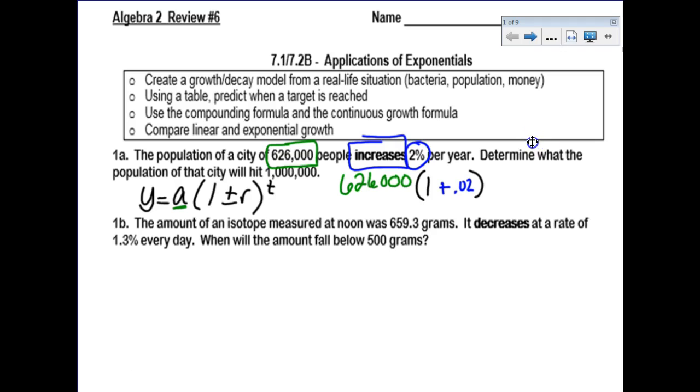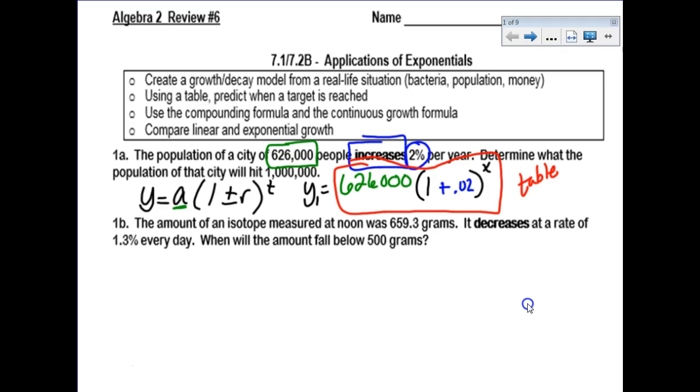Now, because we changed the problem from the original one, it now says, when will your population hit 1 million? They don't give me time. That's what I'm trying to find, so we're going to leave that as a variable, which means we're going to be using our table. So type this equation into Y1, and then go to your table and look to see when the Y values roughly get to 1 million. You can tell me between so many years, or if it's closer to one than the other, just say about this many years.